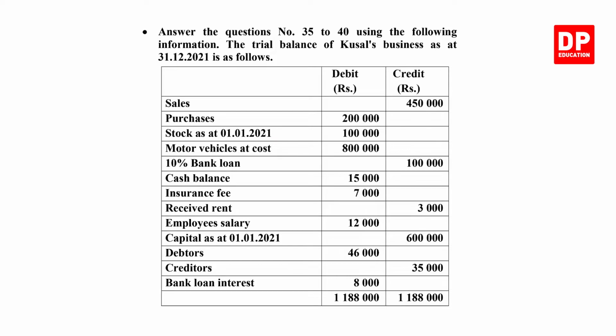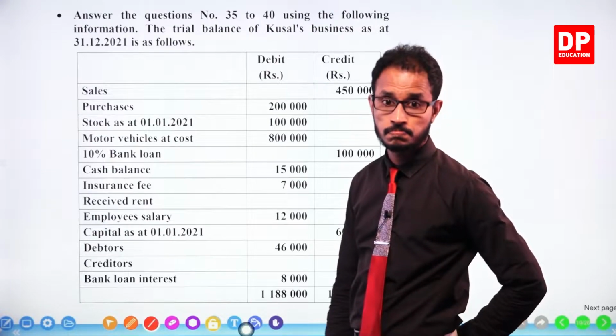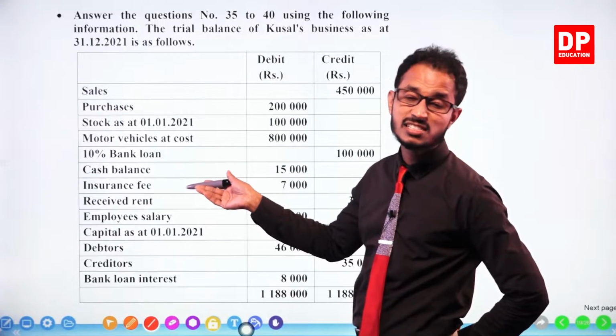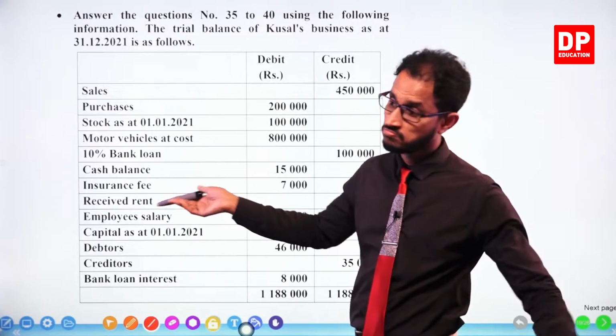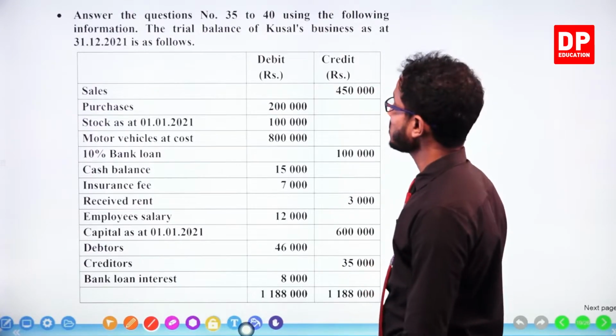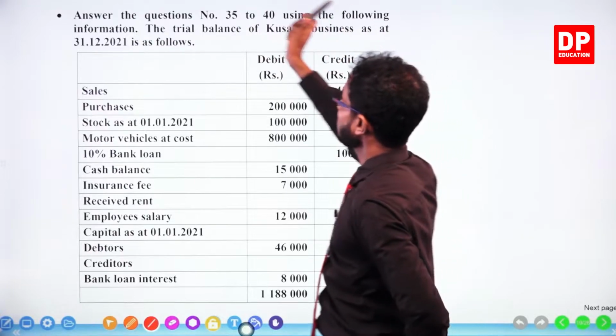35th question. There we go. Financial statements. The hardest part for some children. I don't know why. Let's take on the questions. Answer questions number 35 to 40 using the following information.